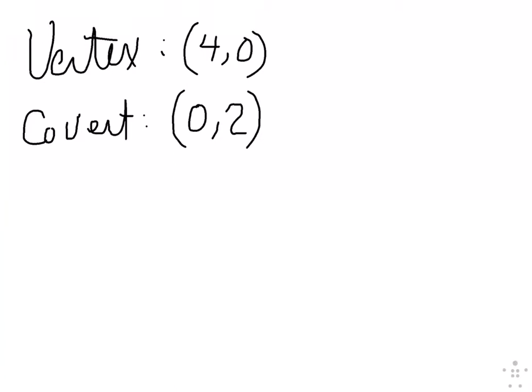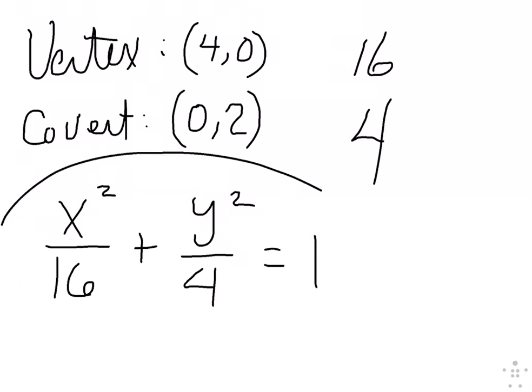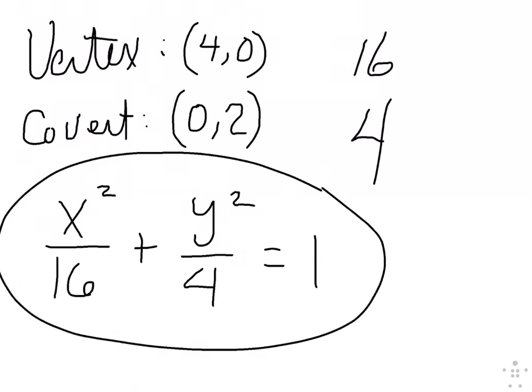So if you square them, what's 4 squared? 16, and what's 2 squared? 4. So those are the two bottom numbers. The key to it is make sure you put it underneath the right one. So with the vertex, is the vertex an x coordinate or a y coordinate? It's an x. So therefore x squared over 16 plus y squared over 4 equals 1. What do you think? Not too bad?